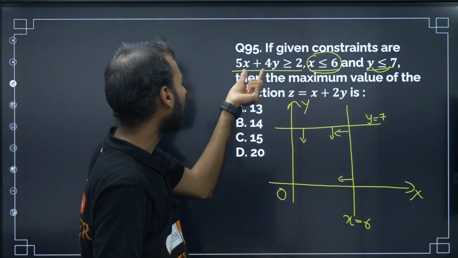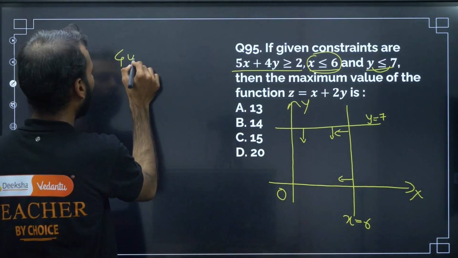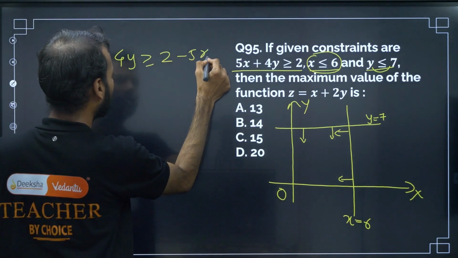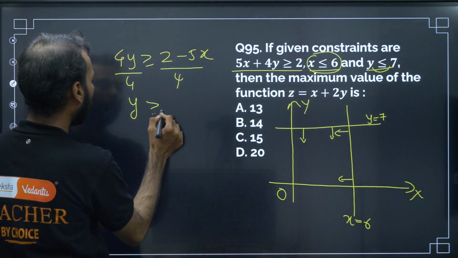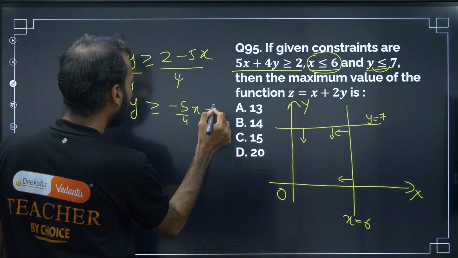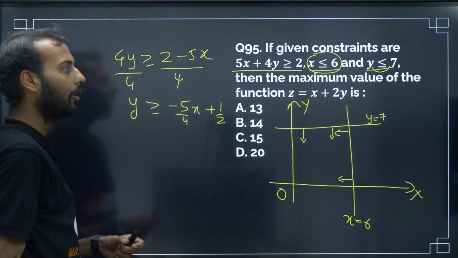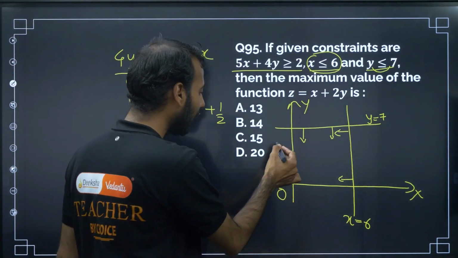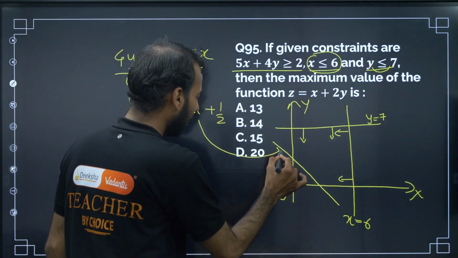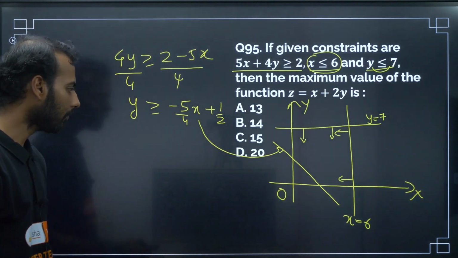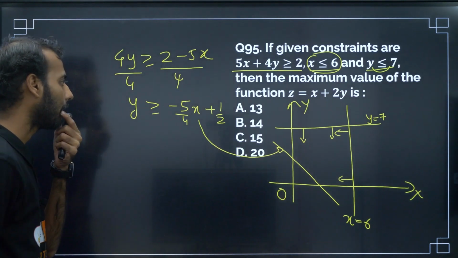Also, 5x plus 4y is greater than or equal to 2. If you observe, 4y is greater than or equal to 2 minus 5x. If I divide both sides by 4, y is greater than or equal to negative 5 by 4 x plus 1 by 2. So the slope of this is negative 5 by 4. Also, try to recall from straight lines that if the slope is negative, the line will be something like this. This is the equation for this line. Now moving on to what they are saying, the maximum value of the function z. They want the maximum value.